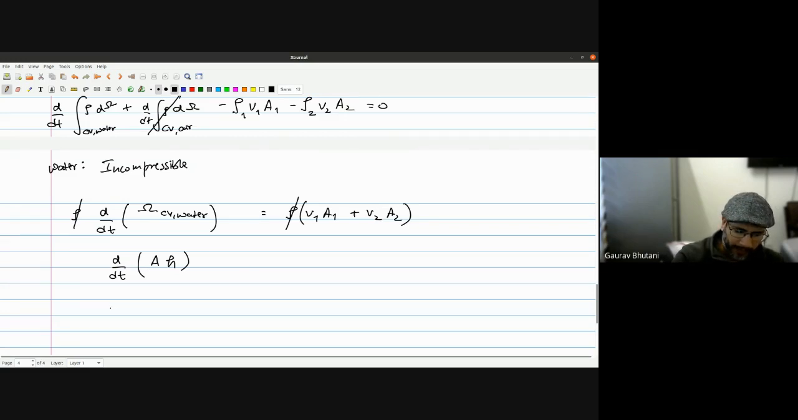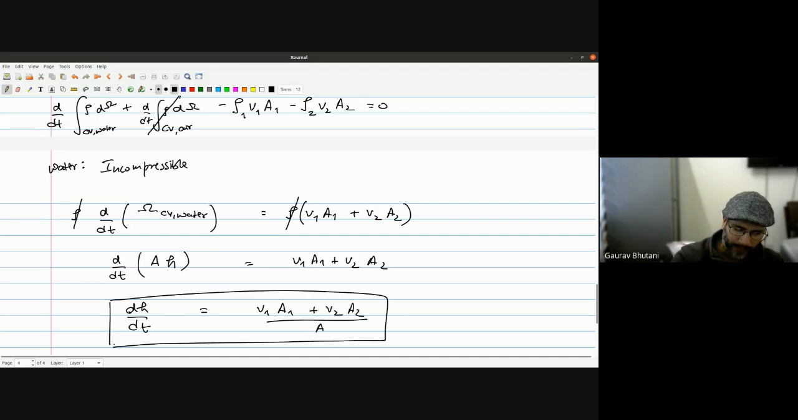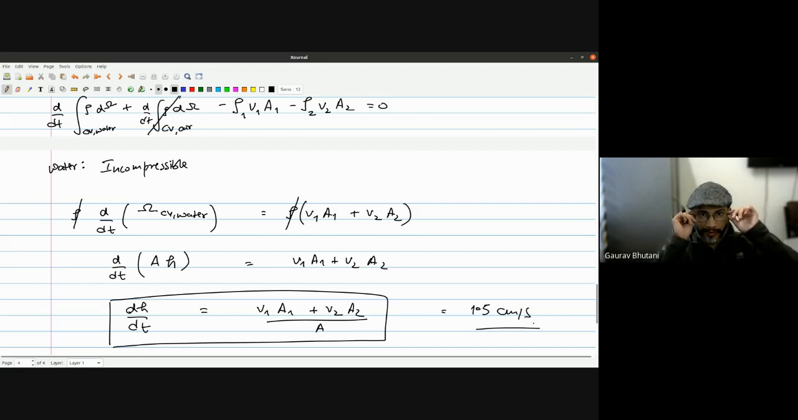So in this case, I can take the A out. So I get dH by dt. On the right hand side, you have V1 A1 plus V2 A2. This becomes, and that is exactly what we started with in the beginning. If you put the numbers, this becomes 1.5 centimeters per second. You can check it yourself later.